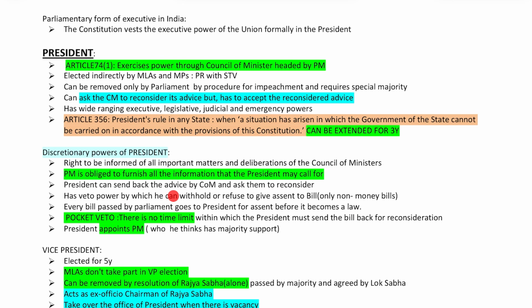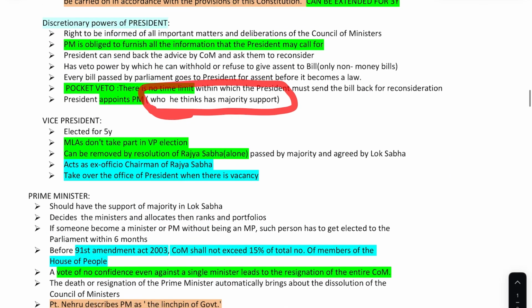Every bill passed by the Parliament goes to the President for assent before it becomes a law. She also has a pocket veto. There is no time limit within which the President must send the bill back for reconsideration. The President appoints the Prime Minister, whom she thinks has majority support.